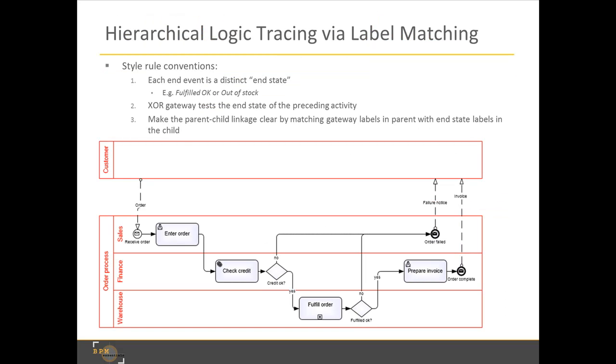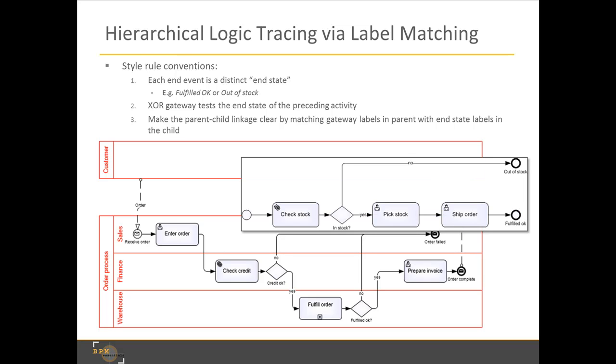BPMN is inherently hierarchical. A subprocess, such as fulfill order, can be rendered collapsed as a single activity, as in this top-level diagram, and also expanded as a process in a separate child-level diagram. In a BPMN tool, these process levels are hyperlinked together, but not in the printed output. One key to good BPMN is use of label matching conventions to visually connect the process levels.